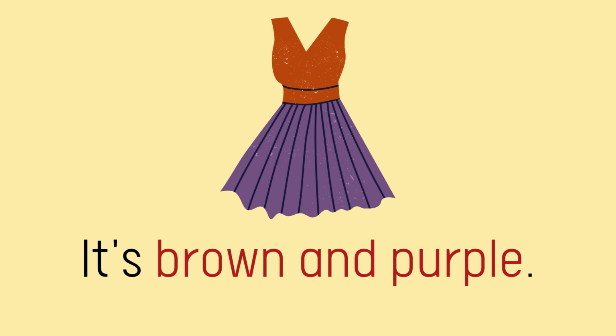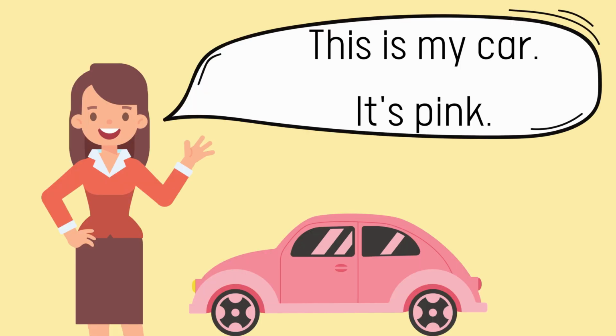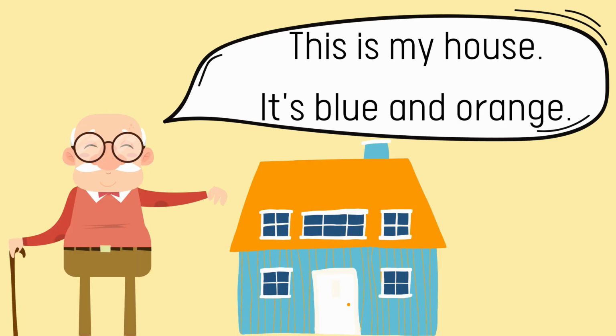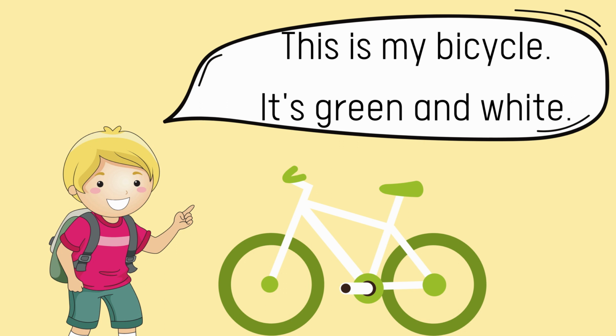Brilliant! Okay, so now you have learned two phrases. Why don't we try putting them together? Listen carefully. This is my car. It's pink. This is my house. It's blue and orange. This is my bicycle. It's green and white.